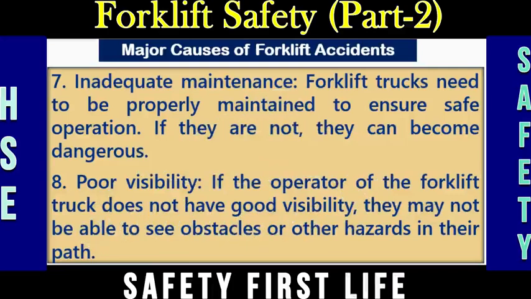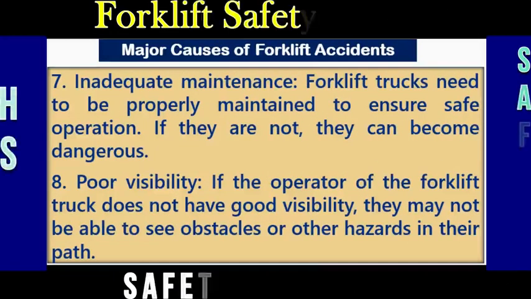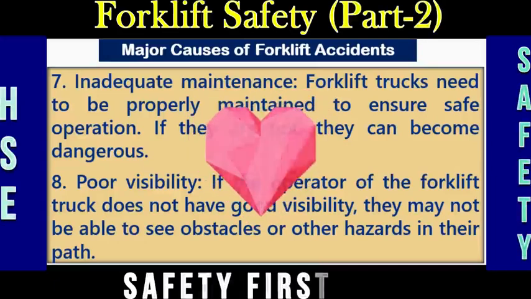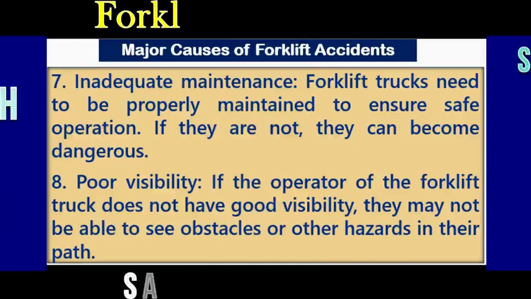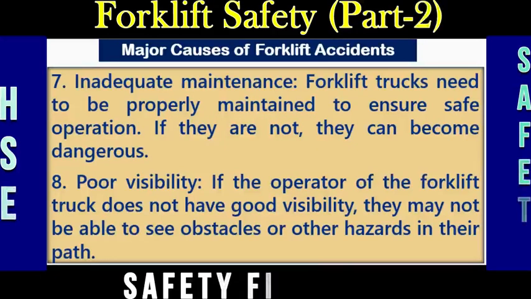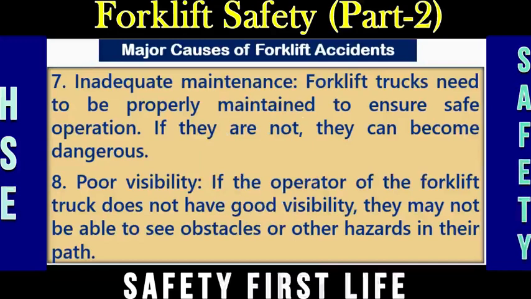Potential hazard number 7, inadequate maintenance. Forklift trucks need to be properly maintained to ensure safe operation. If they are not, they can become dangerous. A workplace accident may occur. Number 8, poor visibility. If the operator of the forklift truck does not have good visibility, they may not be able to see obstacles or other hazards in their path. They can meet with potential workplace accidents.